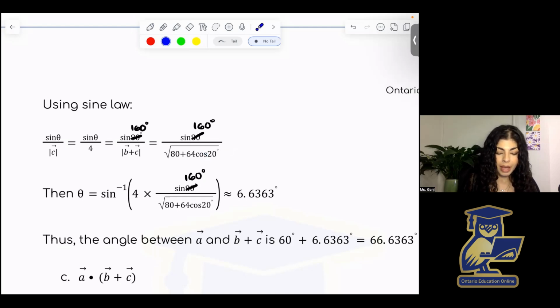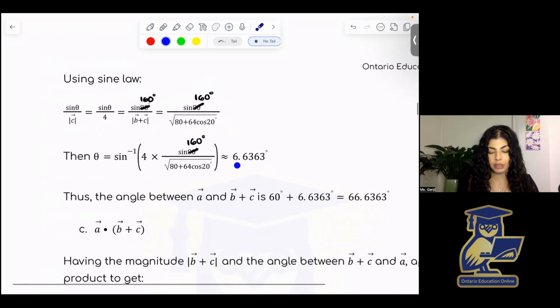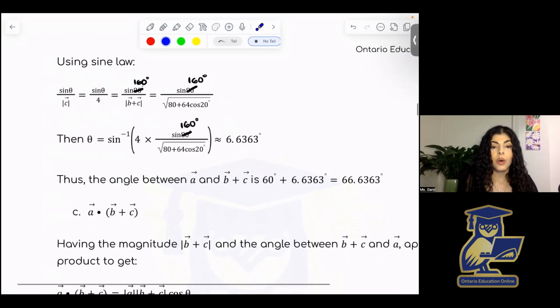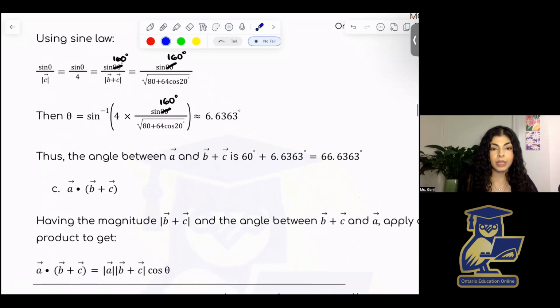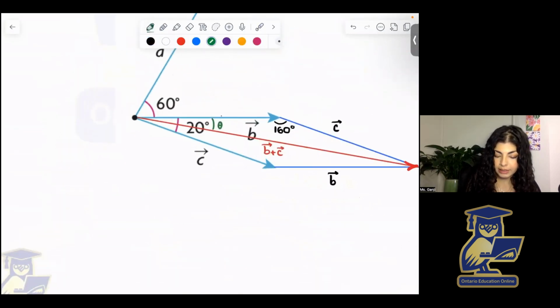So then I'm solving for sine of theta here. So theta is actually the inverse sine of this fraction here times 4, which was the magnitude of C. And I get an angle of approximately 6.6363 degrees. So then we say the angle between A and B plus C is now that's 60 degrees plus theta. So remember, theta was just this angle here. So this is 6.63 degrees.